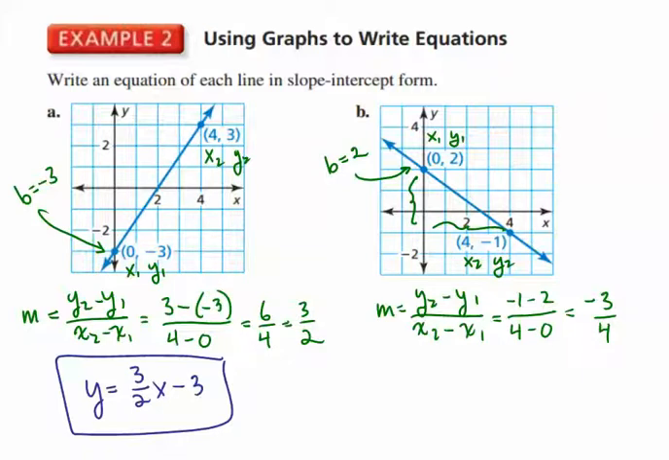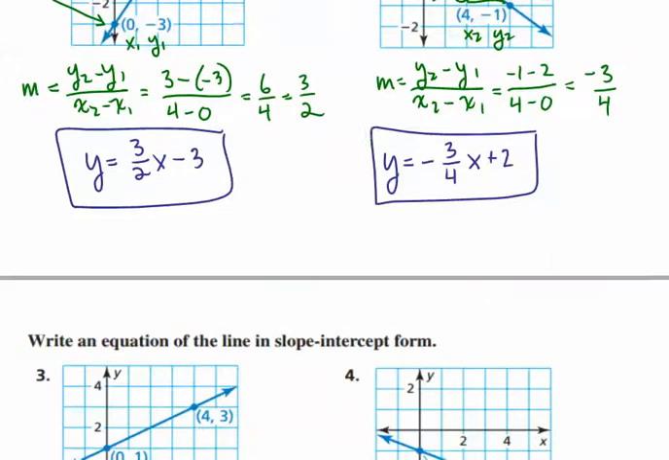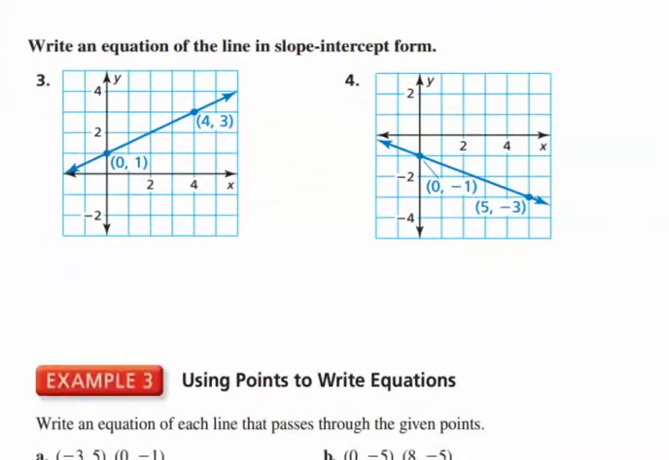We're ready to put the pieces together. y is equal to negative 3 over 4 x plus 2. Great. Okay, we have a couple more of these to do.